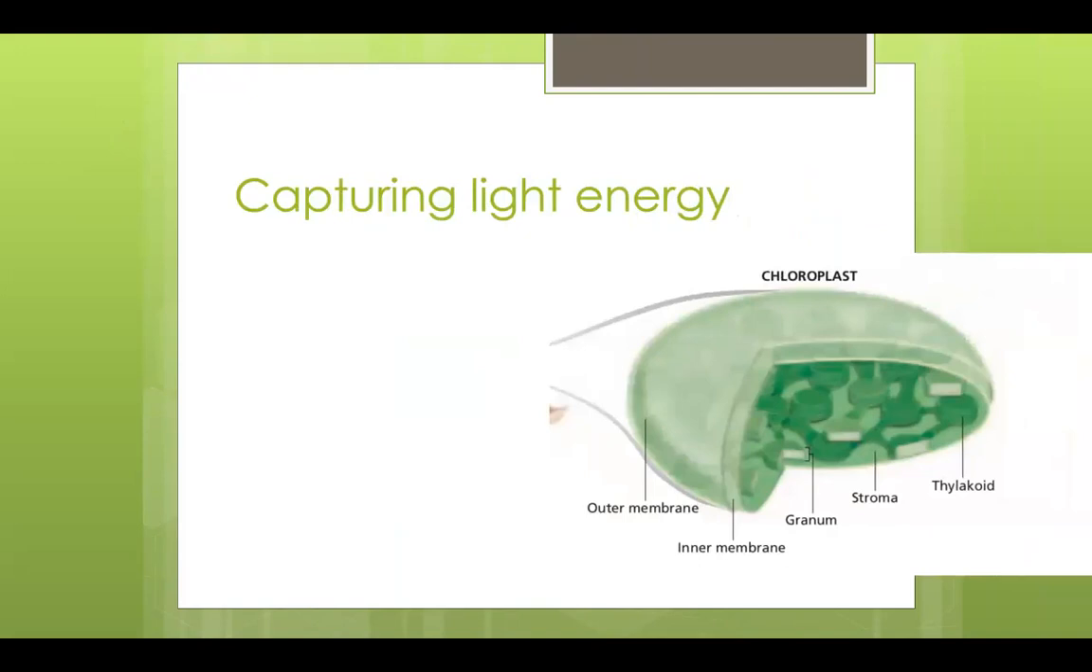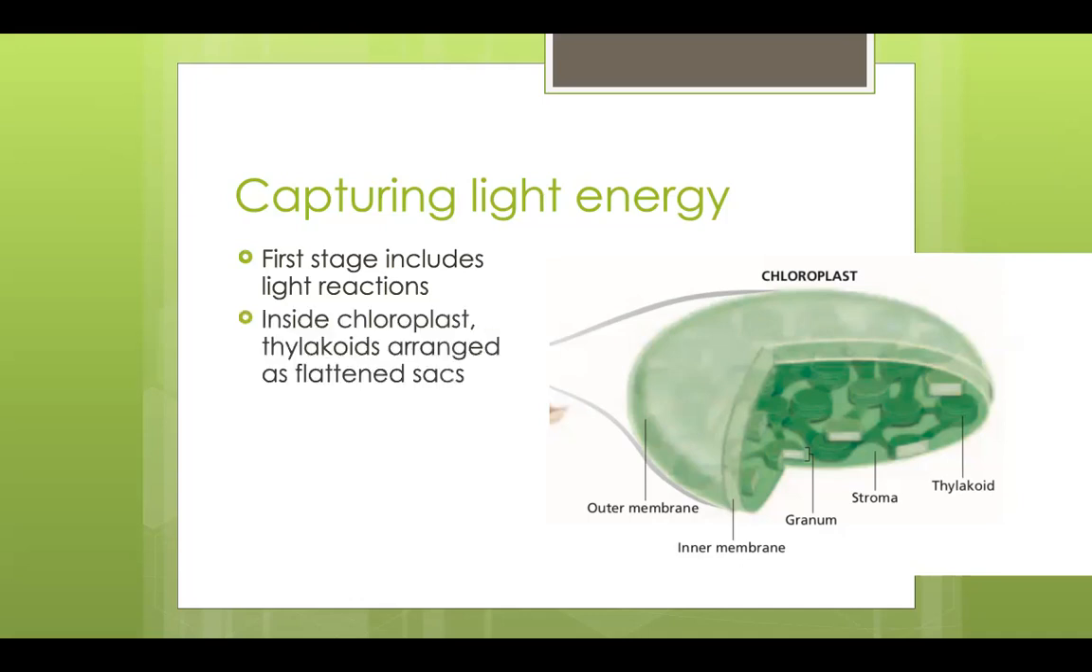Okay, so then we have to talk about what organelle is involved in photosynthesis. Why is its structure so important when it comes to the actual process of photosynthesis and the properties of light? So the first stage of photosynthesis is the light reactions. This occurs inside the chloroplast, inside the thylakoids, where you have these flattened sacs.